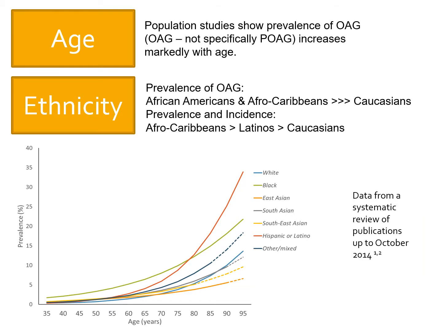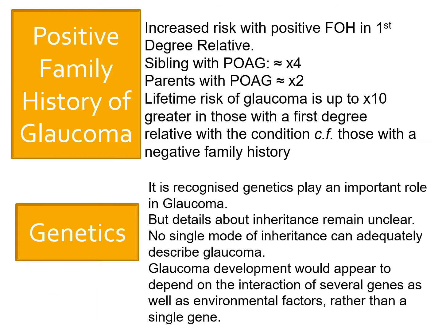So let's go through some of these. Age and ethnicity. Population studies definitely show the prevalence of OAG, that is to say OAG, not specifically POAG, increases markedly with age. And the prevalence is also racial. African Americans are greater than Caucasians. And for prevalence and incidence, Afro-Caribbeans are greater than Latinos, which are greater than Caucasians. So those things increase our risk of having or getting glaucoma.